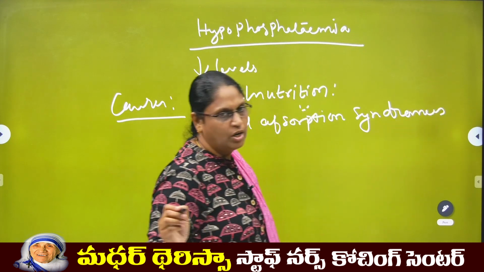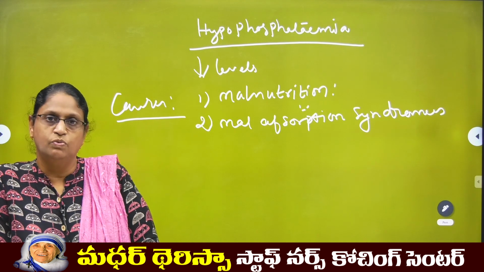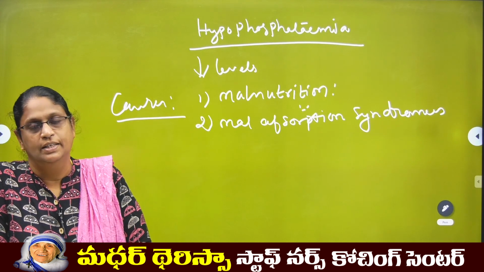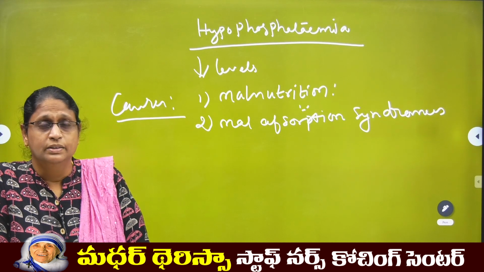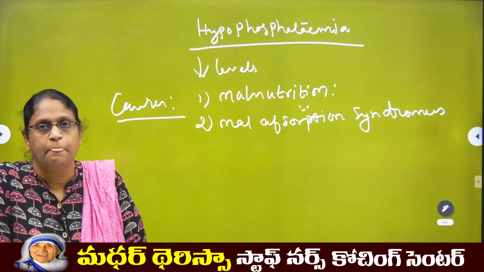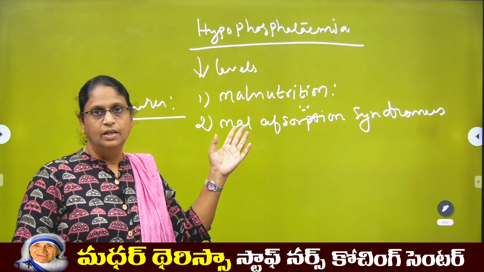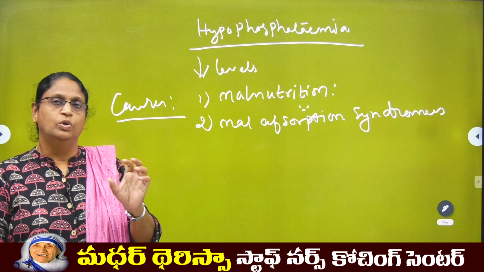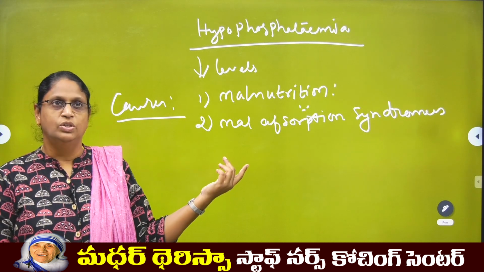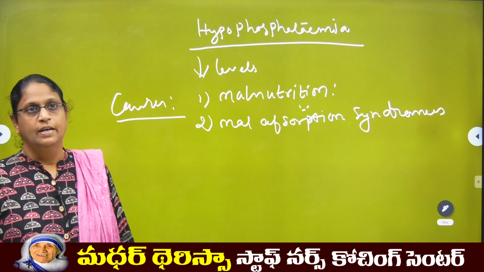Their intake is normal but it is unable to get absorbed. This phosphorus won't be getting absorbed in the GI tract, commonly seen in celiac disease and inflammatory bowel disease. In these two cases, there is a chance for malabsorption, where phosphorus won't be absorbed back into the circulation, thereby patients getting decreased phosphate levels in the circulating blood.